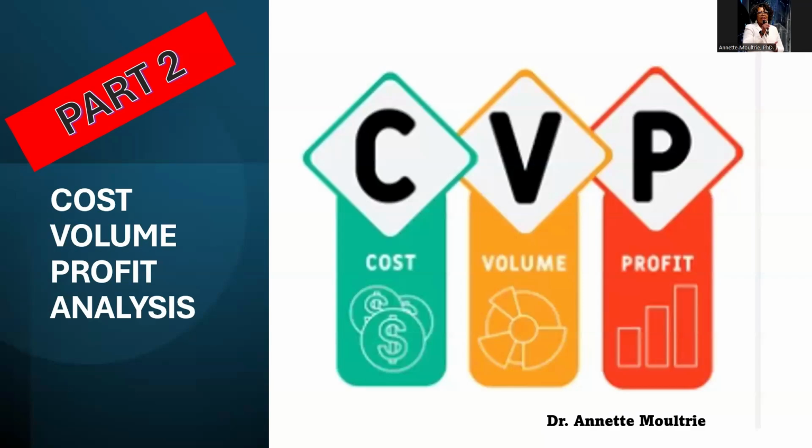So let's get back to CVP. Remember, we said that cost volume profit analysis is a managerial accounting tool used to determine how changes in cost, sales volume, and price affect a company's profitability. So CVP helps businesses understand the relationship between their costs, the number of units they sell, and their overall financial performance.